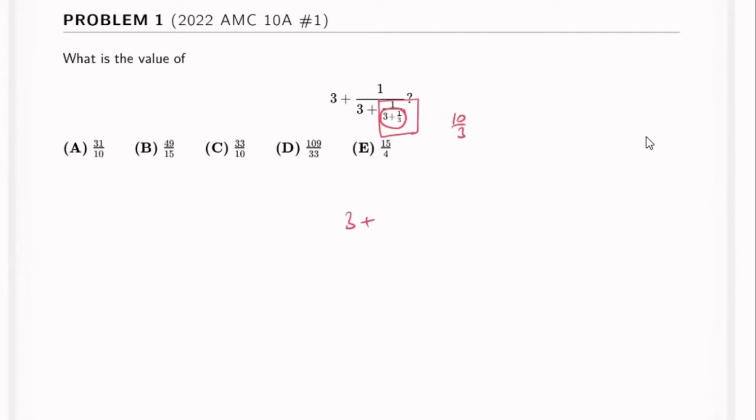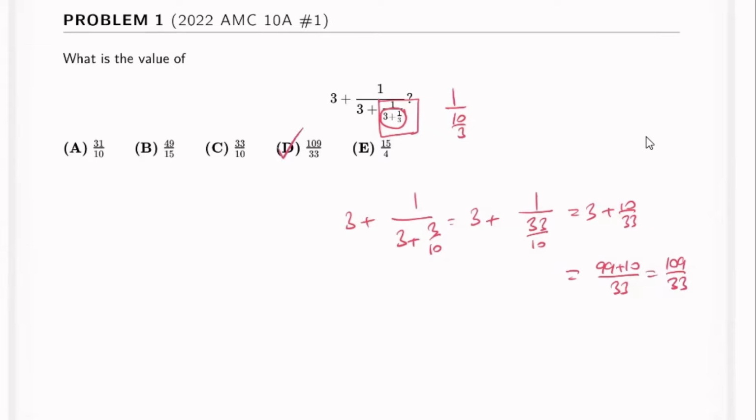So that will become just 3 plus 1 over 3 plus... So 1 over 10 over 3 will be just 3 over 10. And then we'll get this guy to be 1 over 33 over 10, which will give us 3 plus 10 over 33, because we take the reciprocal again. And that will be just 99 plus 10 over 33, which is going to be 109 over 33, which is choice D. Again, this is the first problem, but sometimes we mess up even the first problem, so that was slightly easy. Okay, so let's do the next one.